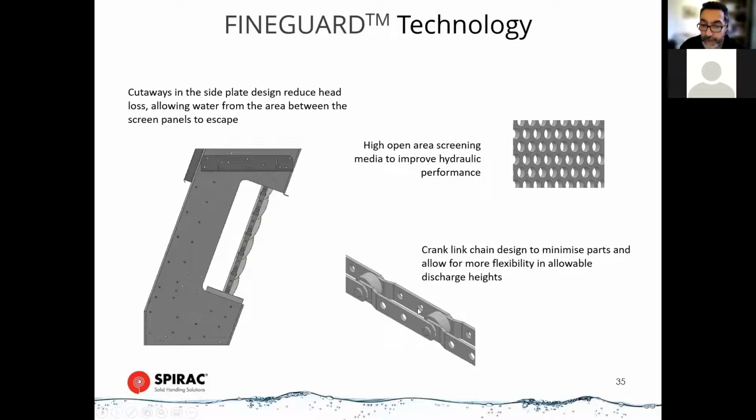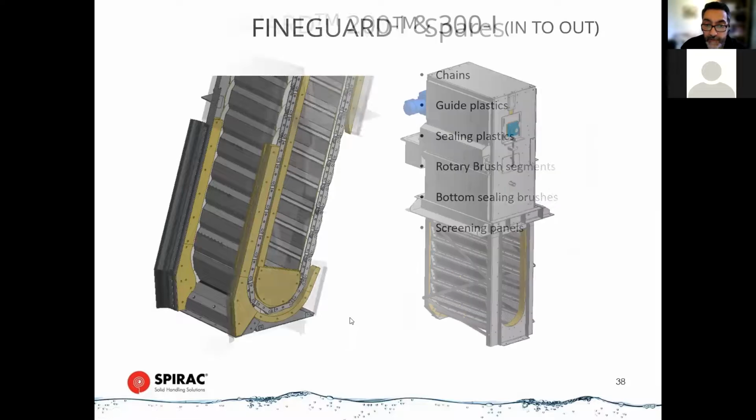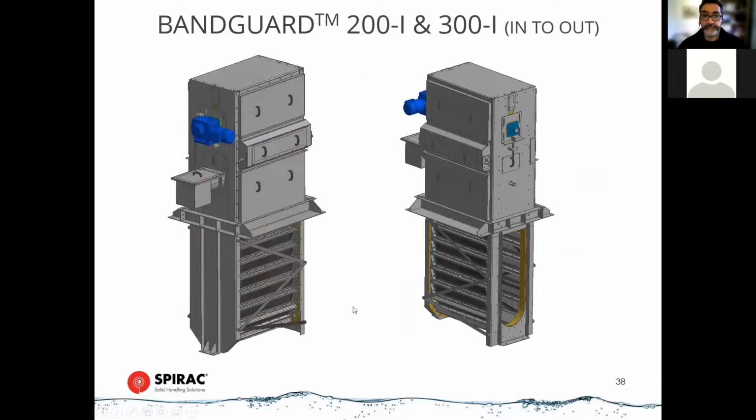And we use a crank link chain as well. That makes it a little bit more flexible in terms of discharge heights, to be able to adjust the screen height and make it easy to remove and replace. And of course, we've got the usual types of spares there, the chain, the plastic seals and everything else. But generally speaking, they're fairly easy to fit, and it's a very low maintenance type of screen.